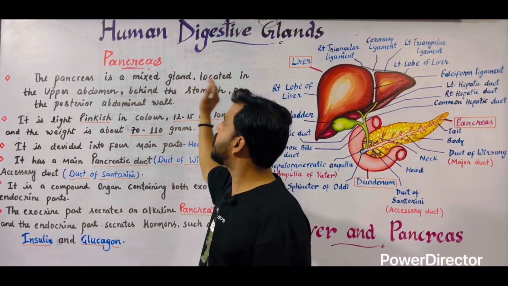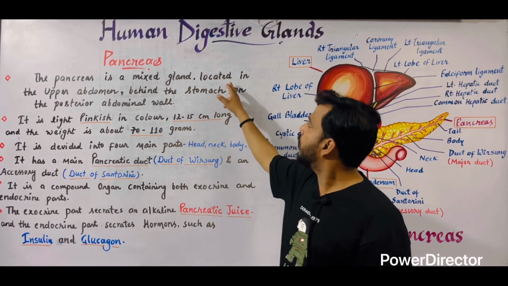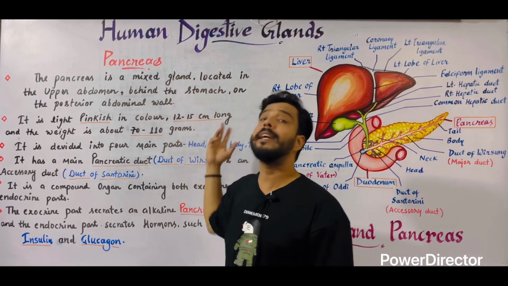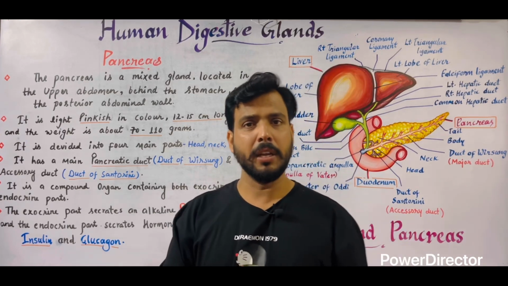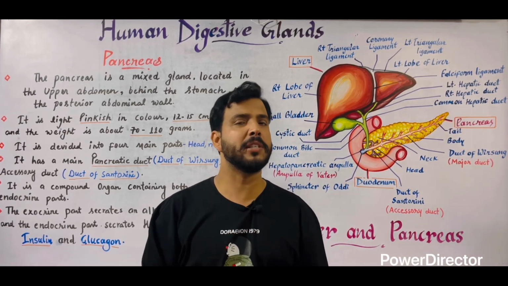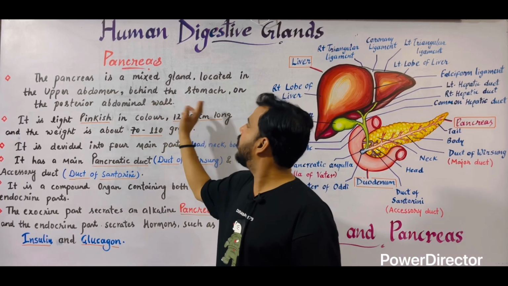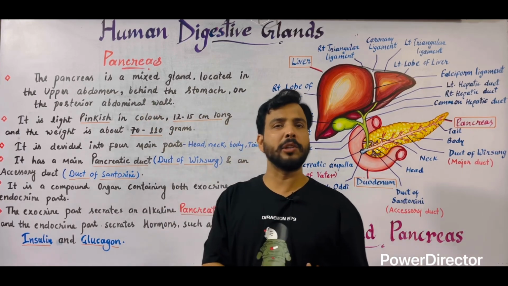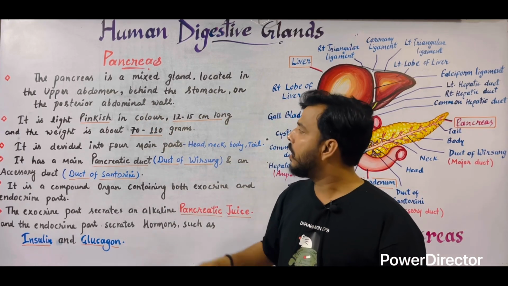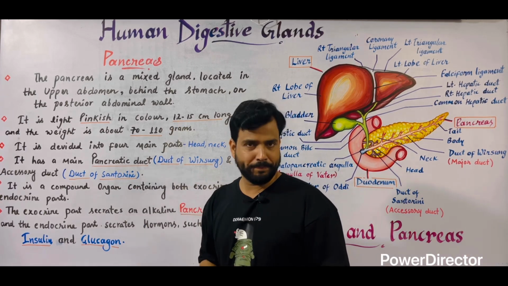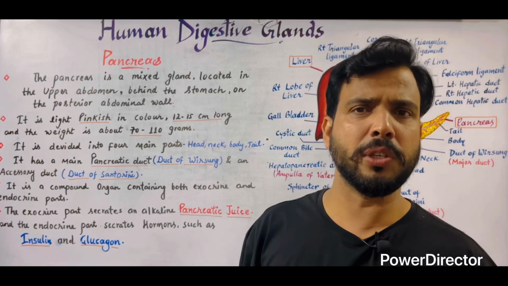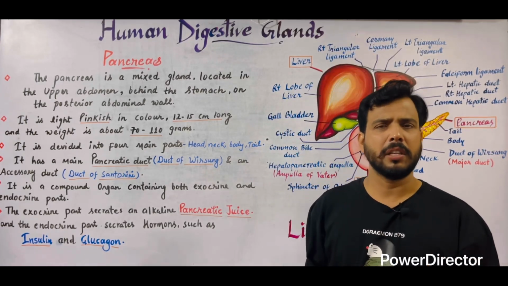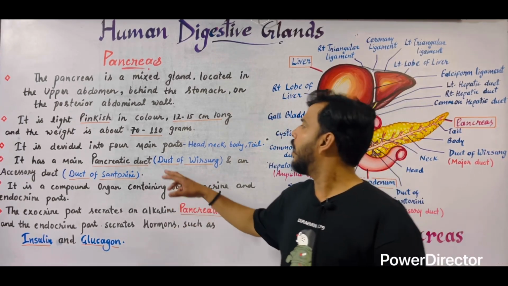The pancreas is a mixed gland, as I told you, located in the upper abdomen behind the stomach. This is the stomach, and behind the stomach the pancreas is present on the posterior abdominal wall. It is light pinkish in color, or tan color or salmon color. Salmon is a fish whose flesh has a pinkish color. That's why it is called salmon color.